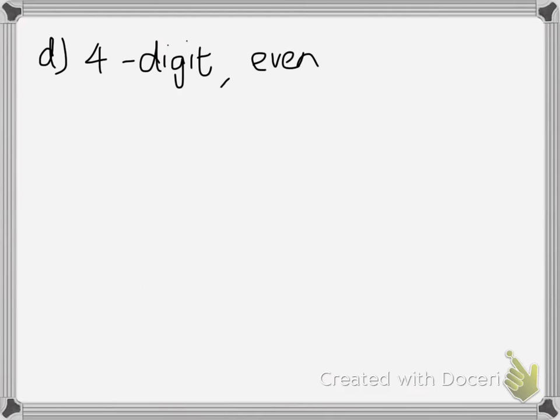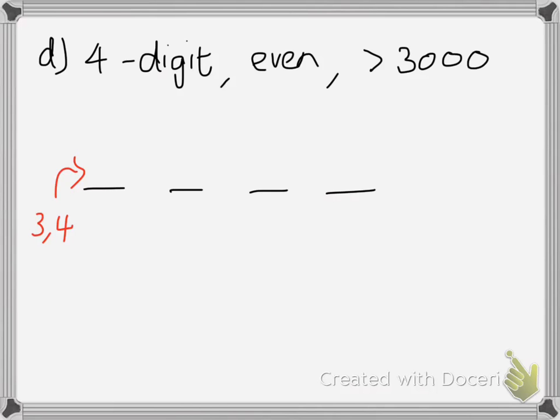Okay, next condition. If they're now still 4 digits, but this time it's even. Oh, okay, wait, one more. Greater than 3,000. So what are the conditions? The first position can be 3, 4, 5. And then the last position, 2 or 4.